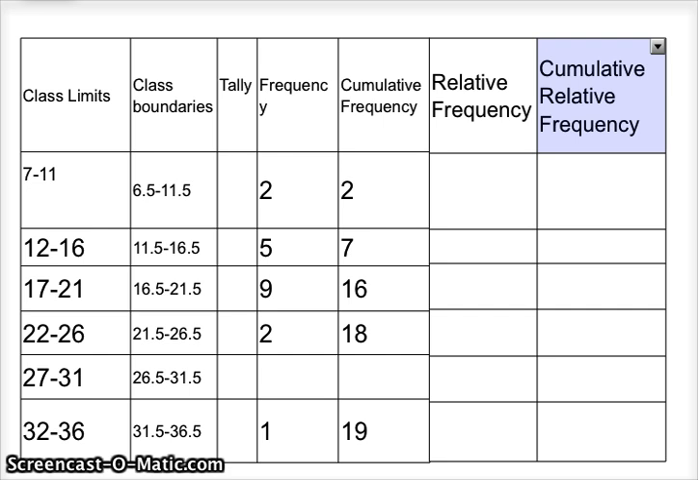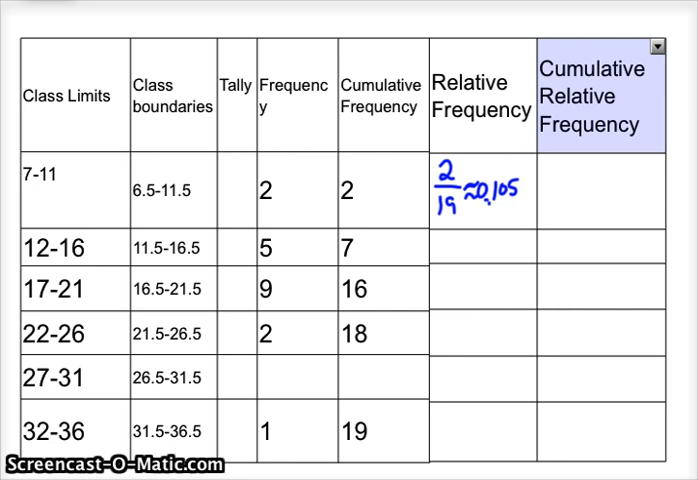So what we need to do is add a couple more values to our column to make sure we have everything we need to make all these graphs. One thing we need is our relative frequency. And to find relative frequency is pretty easy. You just take your frequency divided by your total. So in this case, 2 over 19 is approximately 0.105.